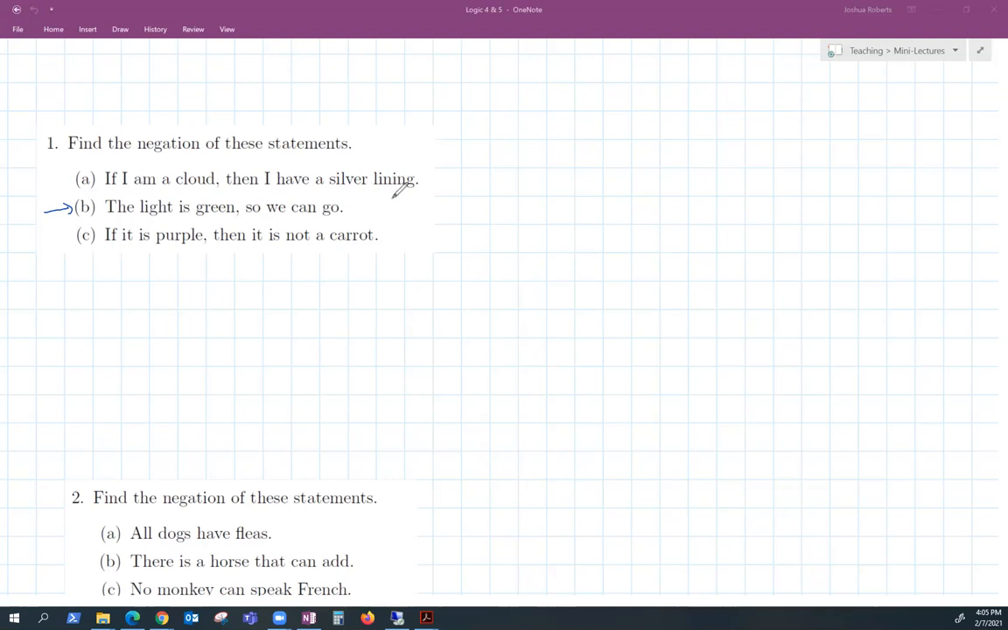Well, this is saying that if the light is green, then we can go. Now, I haven't mentioned this yet, which is why I threw this example in with these. This is a conditional statement.